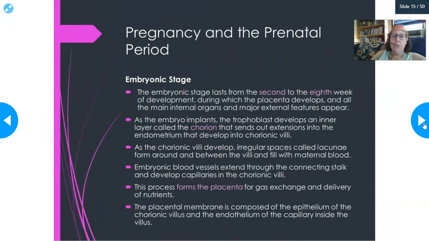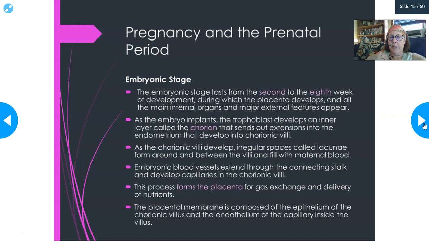Okay, so let's talk about the embryonic stage. The embryonic stage lasts from the 2nd to the 8th week of development, during which the placenta will develop, and then all the main internal organs and major external features will appear. So literally in like 8 weeks, you have almost like a fully formed baby. It just has to refine, but like everything is there. The heart's there, the brain's there. You know, it has the shape of a baby and all of that.